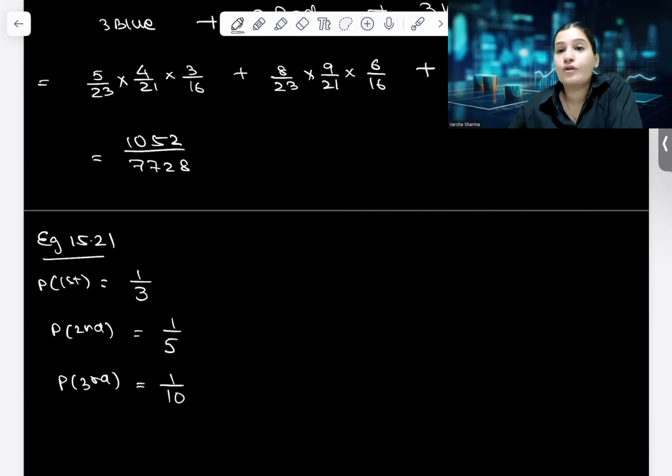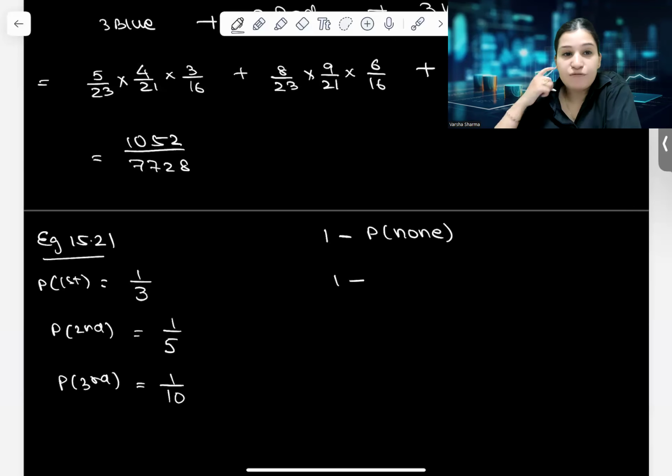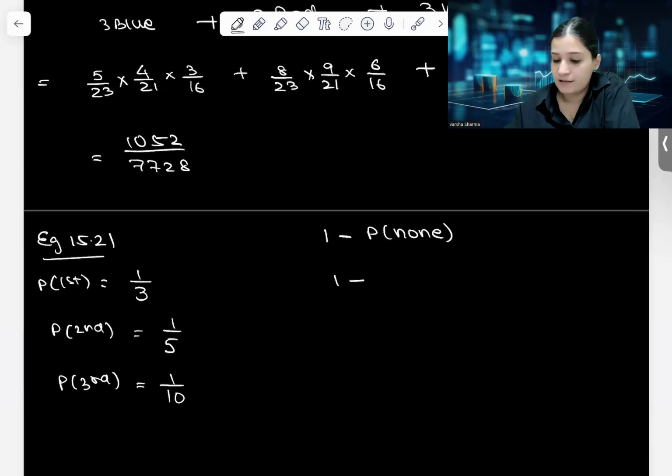What is the probability that Mr. Roy would be selected? He can be selected in 1 job, in 2 jobs, or in all the 3 jobs, right? What I don't want is none. So total minus probability none selected, the person did not get selected in any of the jobs. So 1 minus: first job, Mr. Roy did not get the selection, 2 by 3. Second job, he did not get the selection, 4 by 5. Third job, he did not get the selection, 9 by 10.